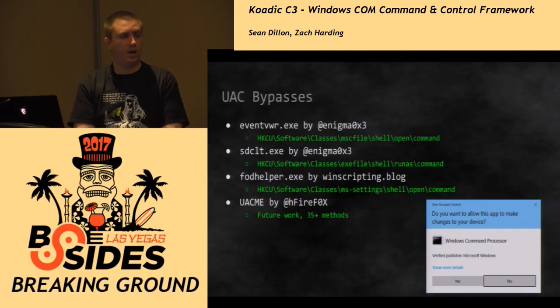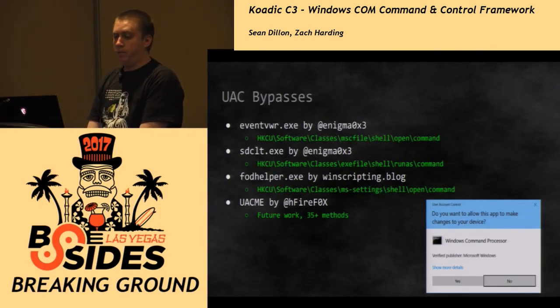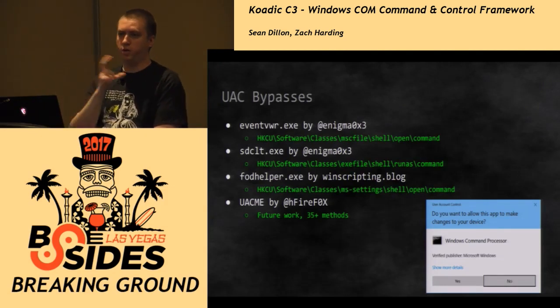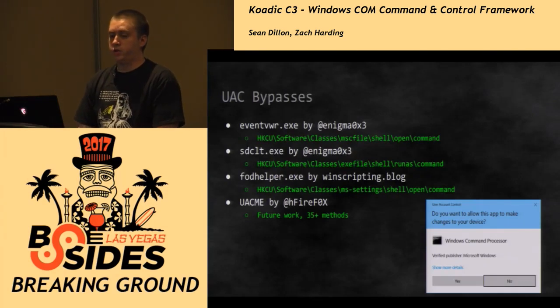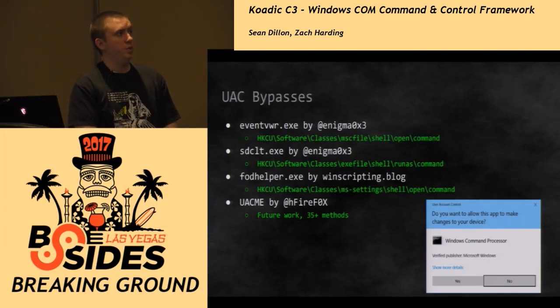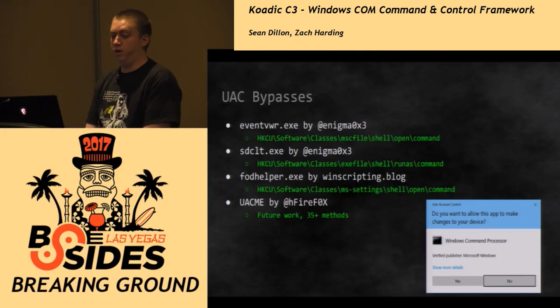Some of the UAC bypasses that we have in here are by Enigma0x3. He's another guy who's been doing a lot of research on this kind of thing. These are current user hives. Any user can write to their own current user hive, and that's not a problem. And then Windows has these binaries in the System32 folder that auto-elevate to administrative rights. They search these current user hives, which you can write to from medium integrity, for a command to run, and then they just eval the command and run it. I don't know why they do that. It's kind of insane.